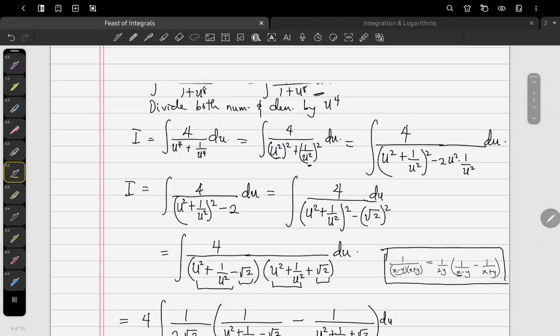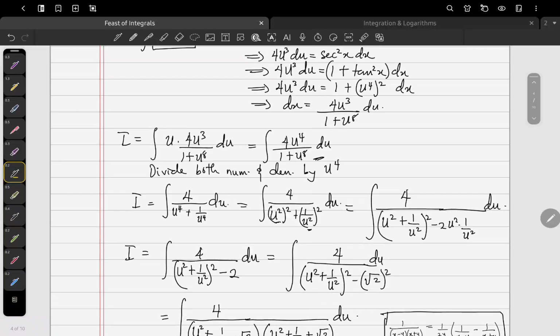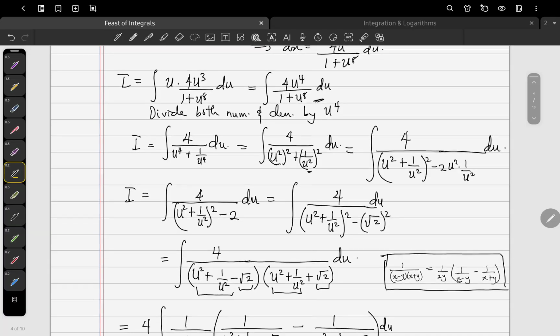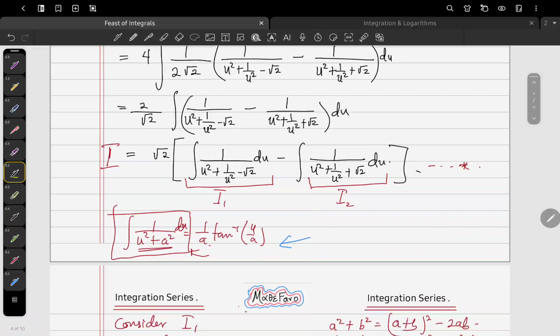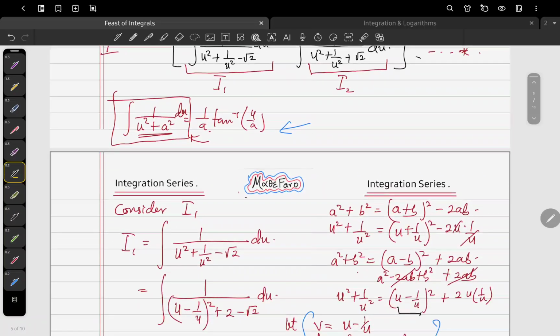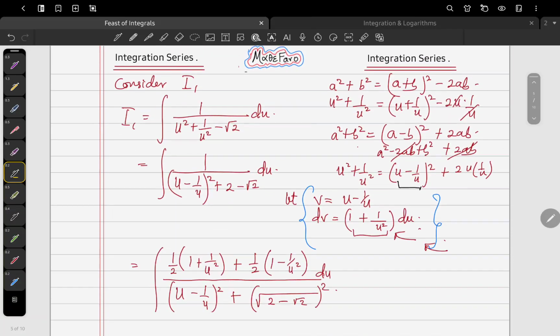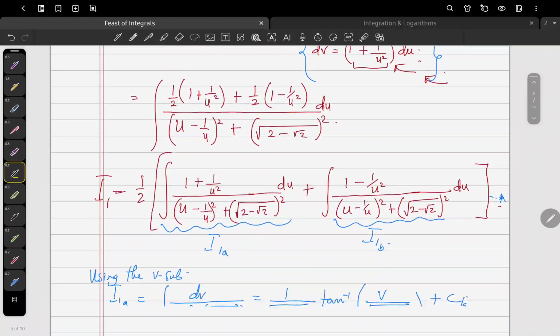Then the trick that we have used here is to divide through by u to the power of 4, and it gave us some beautiful expressions in the denominator that eventually relied on completing the square, sum of two squares, and splitting it into appropriate mini integrands.